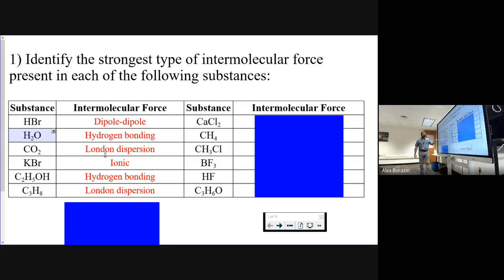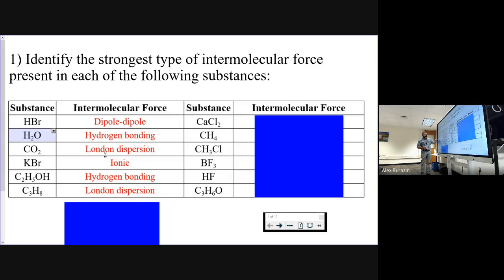The next one, carbon dioxide. This one's a little sneaky. We've drawn it out a couple times. But carbon dioxide is a linear molecule. And because it's linear, with carbon in the middle, and an oxygen on each side, those two oxygens are more electronegative than the carbon, but they end up canceling out because of the shift. So this ends up being nonpolar, and all you have is London dispersion.